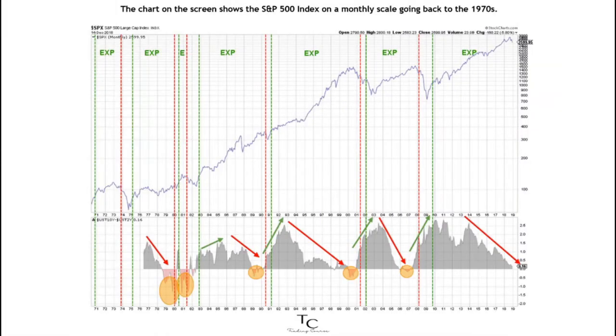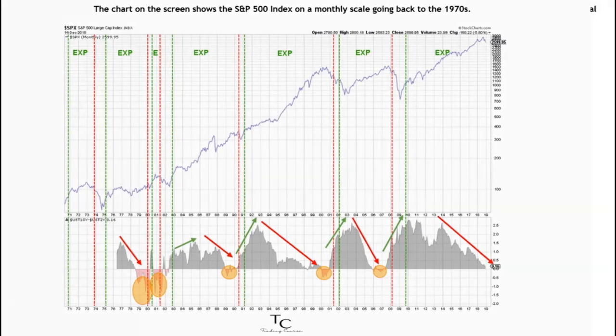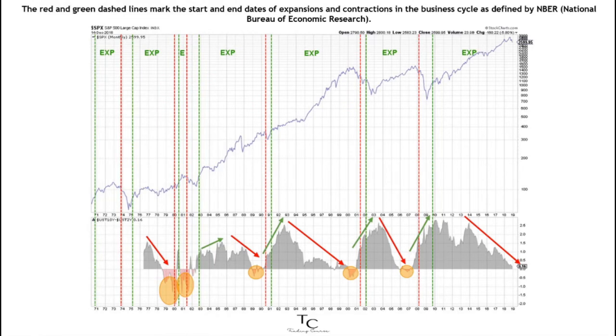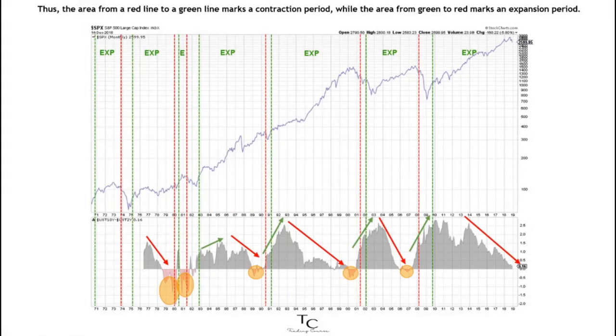The chart on the screen shows the S&P 500 index on a monthly scale going back to the 1970s. The red and green dashed lines mark the start and end dates of expansions and contractions in the business cycle as defined by NBER, the National Bureau of Economic Research. Thus, the area from a red line to a green line marks a contraction period, while the area from green to red marks an expansion period.